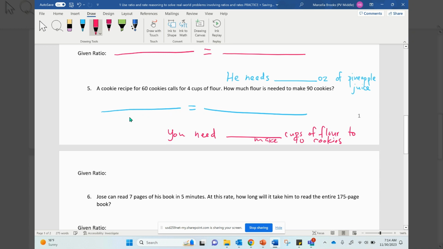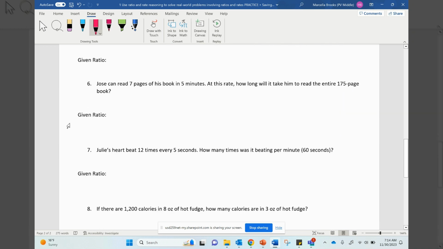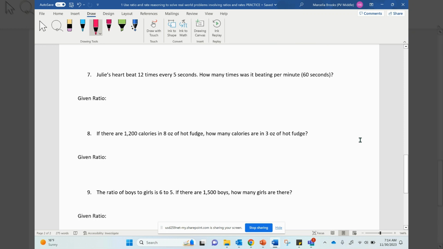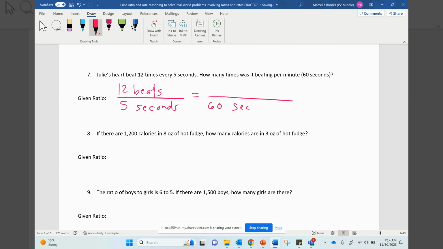Okay, sorry. So number 6, Jose can read 7 pages of his book in 5 minutes. At this rate, how long will it take him to read the entire 175-page book? Number 7, Julie's heart beat 12 times every 5 seconds. How many times was it beating per minute? This one is a little tricky, so I'm going to set this one up for you. So 12 beats for 5 seconds. That's the rate. And then we want to know how many times it was beating per minute, which is 60 seconds. So it's going to be 60 seconds over here.